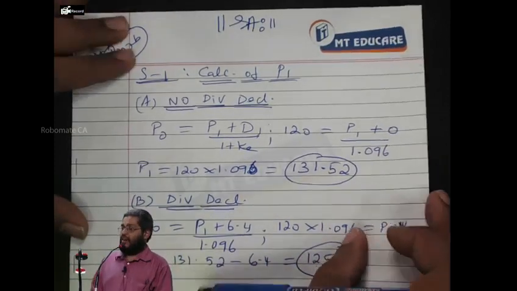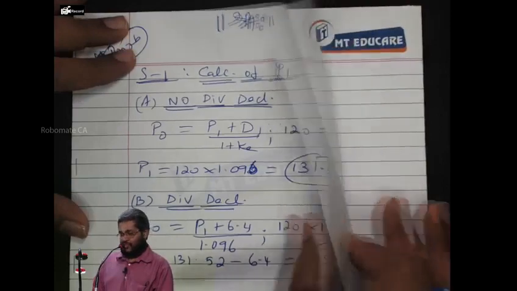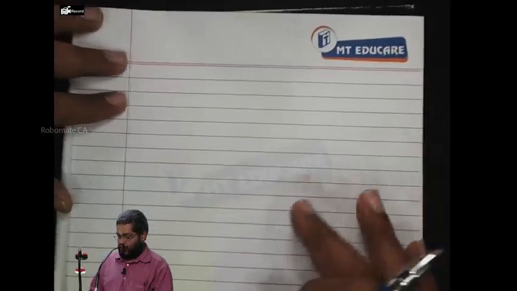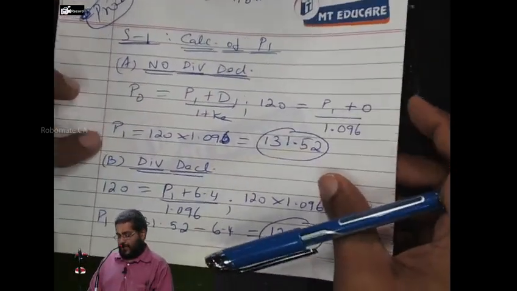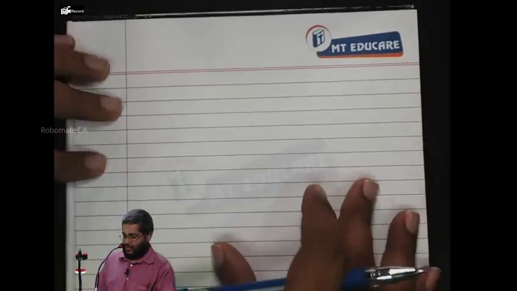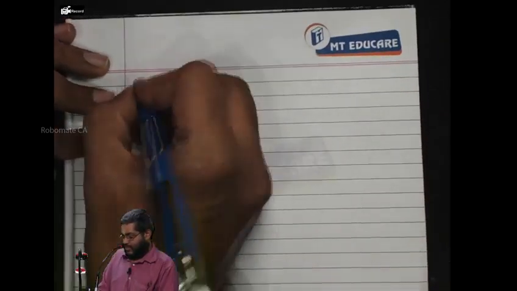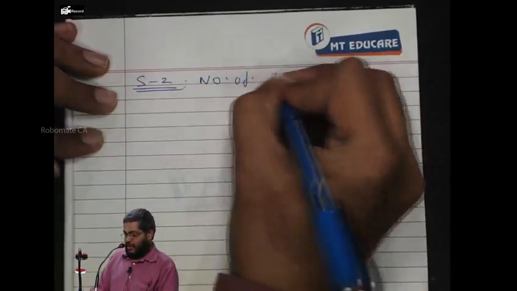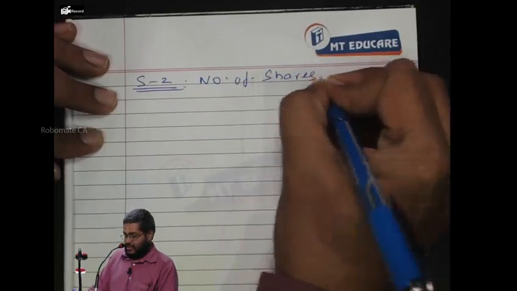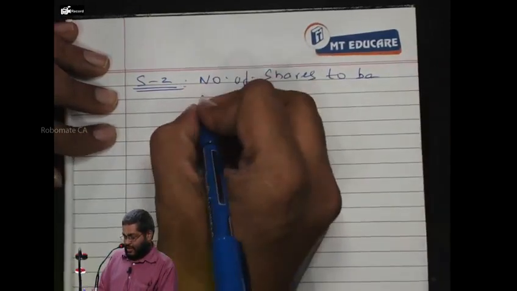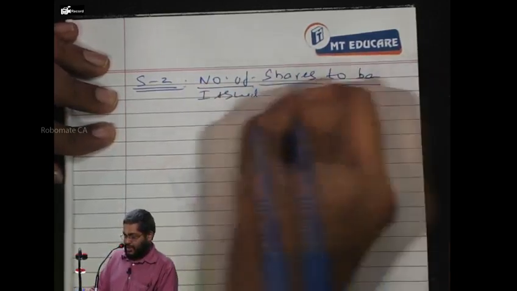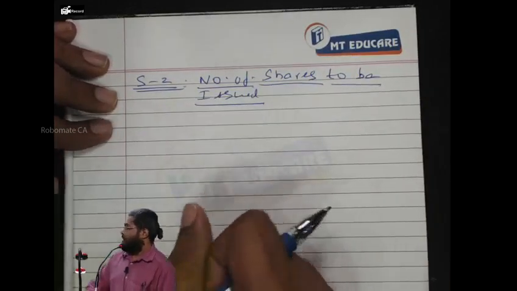Now, they are asking you to find out the number of shares to be issued. Can I proceed now? Next. A and B now. Step 2: Number of shares to be issued. Can we start or not?